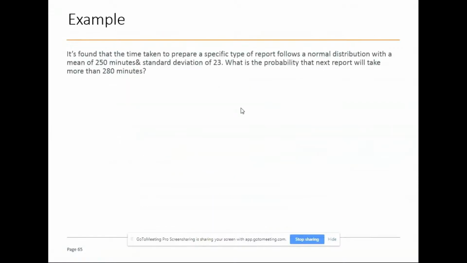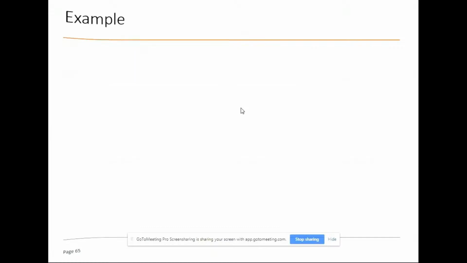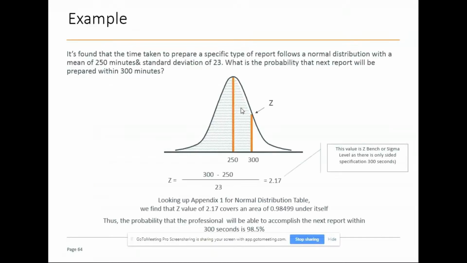Now another one, same example. We're trying to find out the time taken to prepare a specific type of report with a mean of 250 minutes and a standard deviation of 23. What is the probability that the next report will take more than 280 minutes? Remember, in the earlier one, it was up to 300 minutes. It was from this point till here.